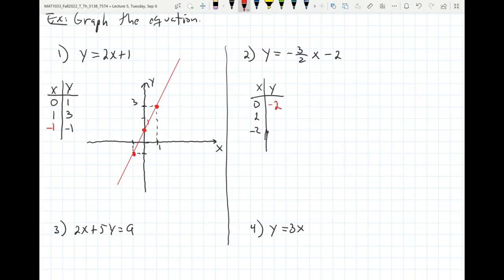-2, okay, good. What happens when we plug in 2? -5. Does everybody see that? If you put 2 for x, that's just gonna cancel the 2 in the bottom, right? And you get -3 minus 2. Is that clear? All right, so you get -5. And if you put -2, what do we get?